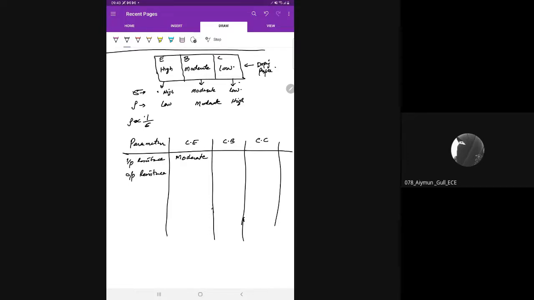Similarly, in common base, the input terminal is the emitter. So what is the input resistance? Then it is low. How much is that? It is RE, that is, the emitter resistance. In common collector, your input resistance is high.